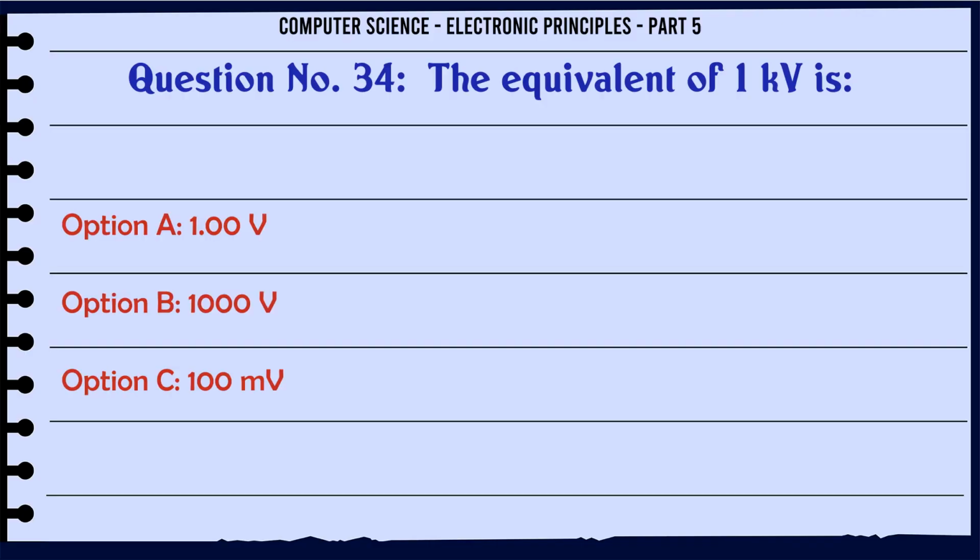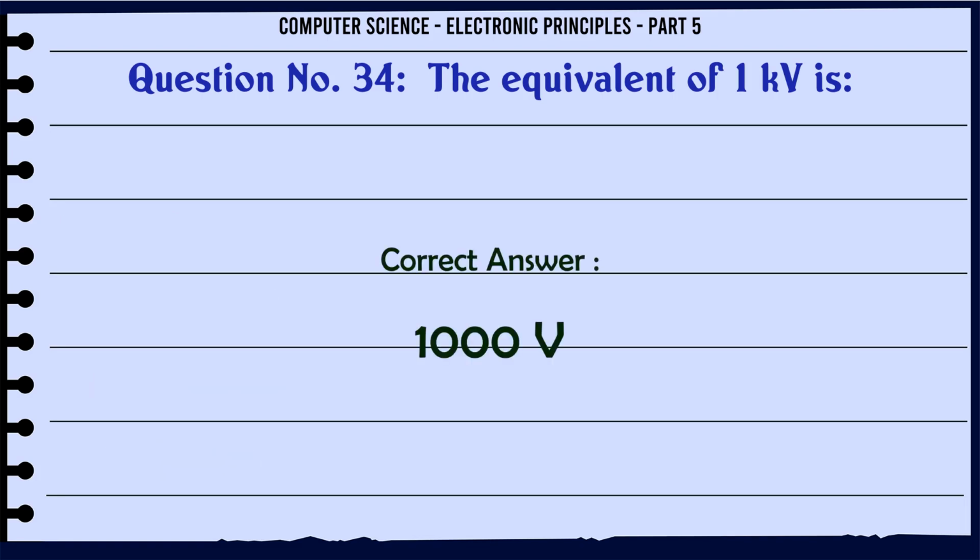The equivalent of 1 kV is A. 1.00 V. B. 1000 V. C. 100 MV. D. 1000 MV. The correct answer is 1000 V.